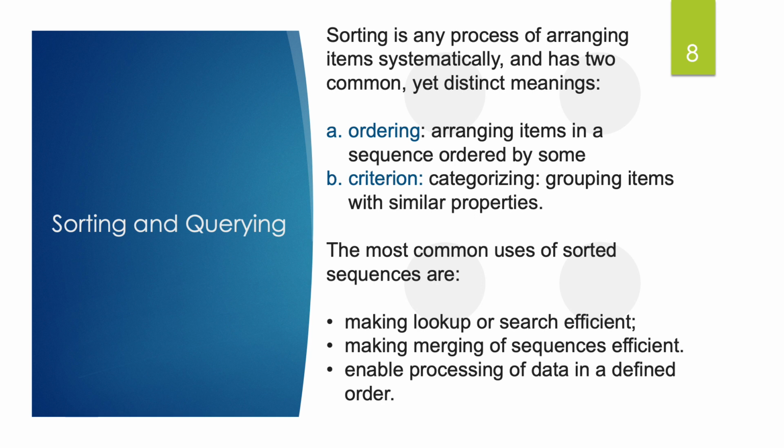Sorting and querying. Sorting is any process of arranging items systematically and has two common yet distinct meanings. We can have ordering, which is arranging items in a sequence ordered by some criterion, and categorizing, which is grouping items with similar properties. The most common uses of sorted sequences are making lookup or search more efficient, making merging of sequences efficient, and also enabling processing of data in a defined order.